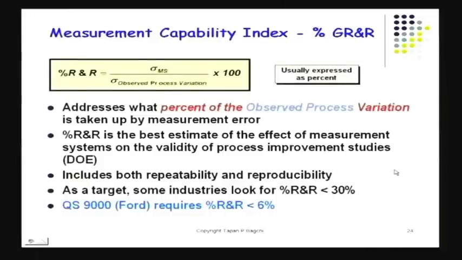Again, let's take a look at capability. This is another measure of gauge R&R, or the measurement systems. One way to do that is you take the standard deviation of the measurement system, multiply that by 100 and divide that by the observed process variation. Observed process variation is now part to part variation as observed through a gauge.